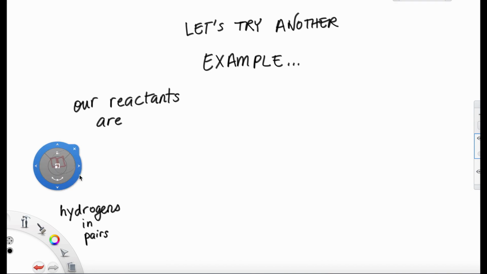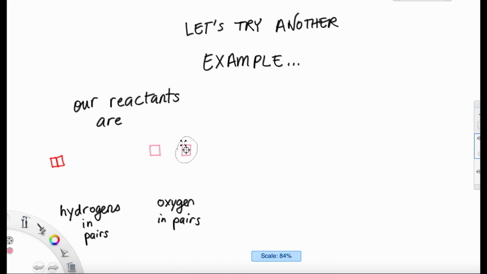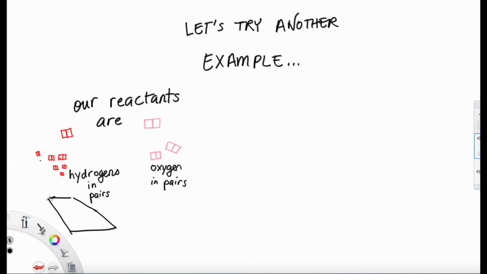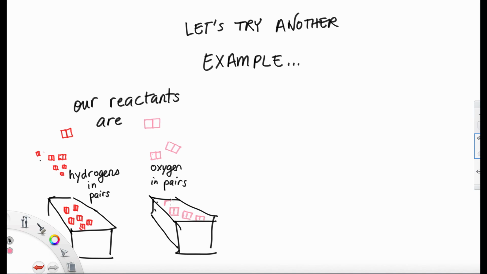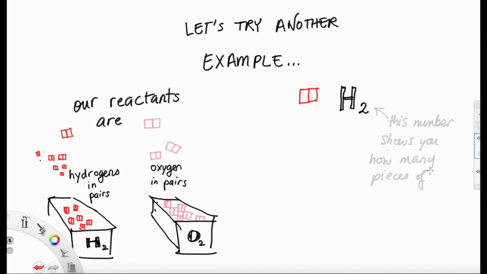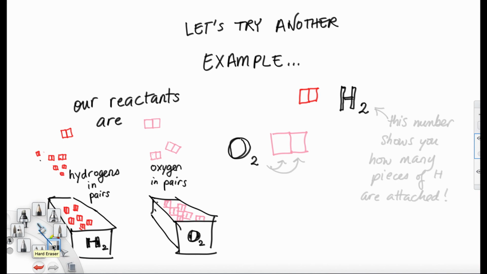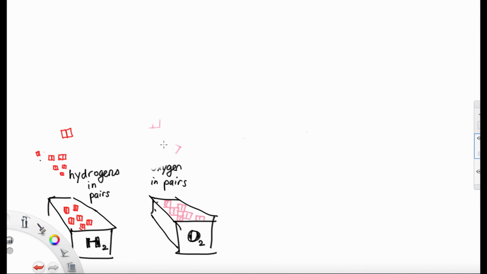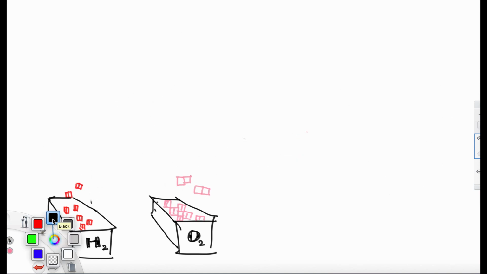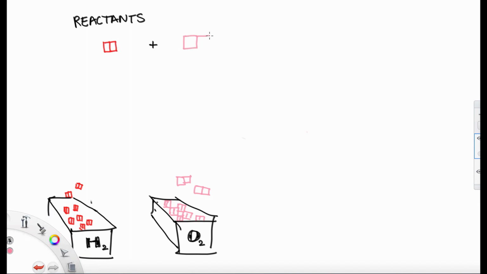Let's try another one. Our reactants are hydrogen in pairs, oxygen in pairs. These are in our initial boxes of Lego, H2 and O2. H2, the little 2 means that there are 2 pieces of hydrogen attached together, and the little 2 in front of the oxygen means that there are 2 oxygens together. So the reactants are H2 plus O2.